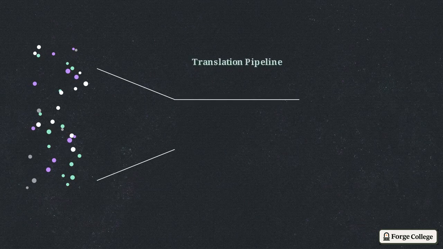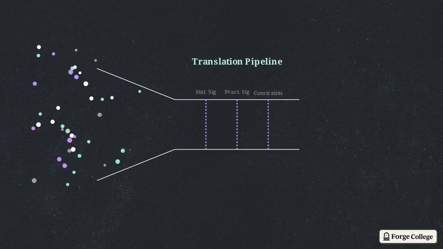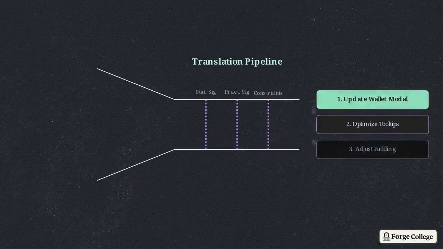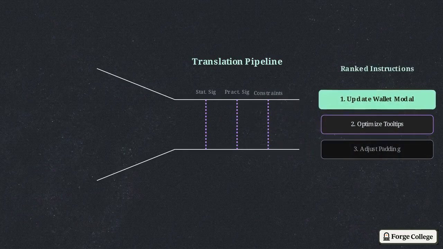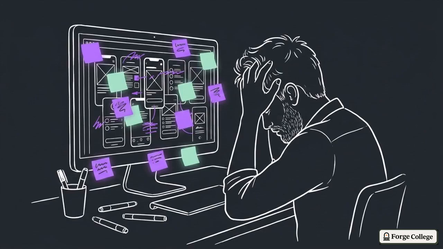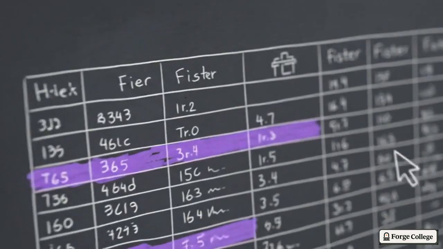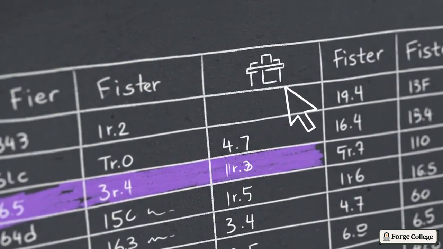To bridge that gap between your design experiment and the engineering sprint, we need a translation pipeline. This takes those mathematical signals and converts them into specific, ranked instructions for a developer. Refining this pipeline means you stop guessing which buttons to move and start delivering a prioritized list of UI updates backed by concrete evidence. Stage 1 of our pipeline is the statistical filter.